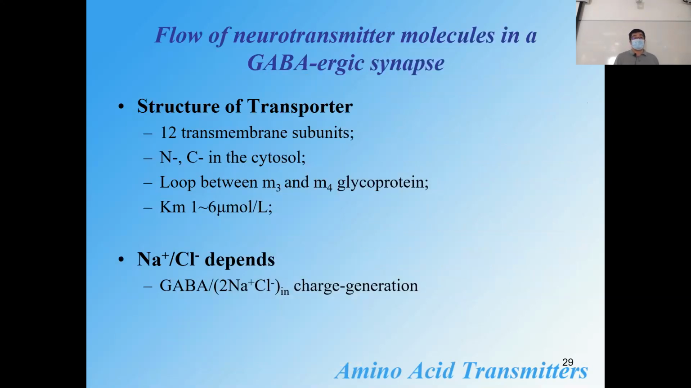So in the neurotransmitter and the transporter in the glutaminergic synapse, that's very important. This structure of the transporter actually has 12 transmembrane subunits, with both the N and C terminal in the cytosol. The loop actually containing M3 and M4 are glycoproteins. Okay. So it depends, again, on the sodium and also the chloride concentration at the ion for the transport, you know.